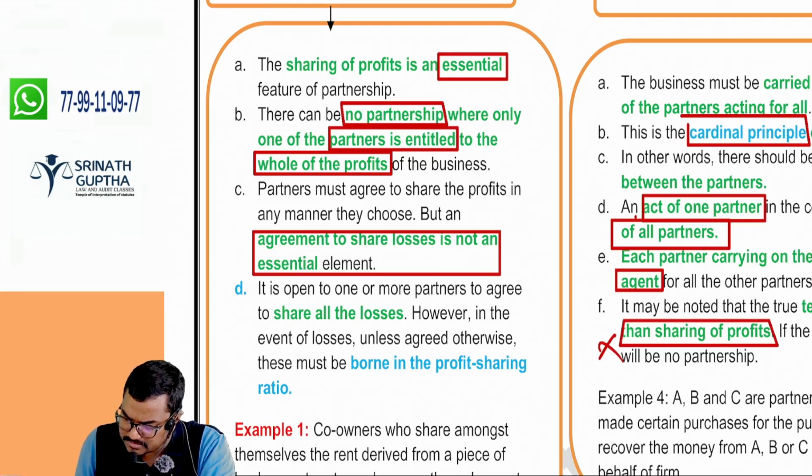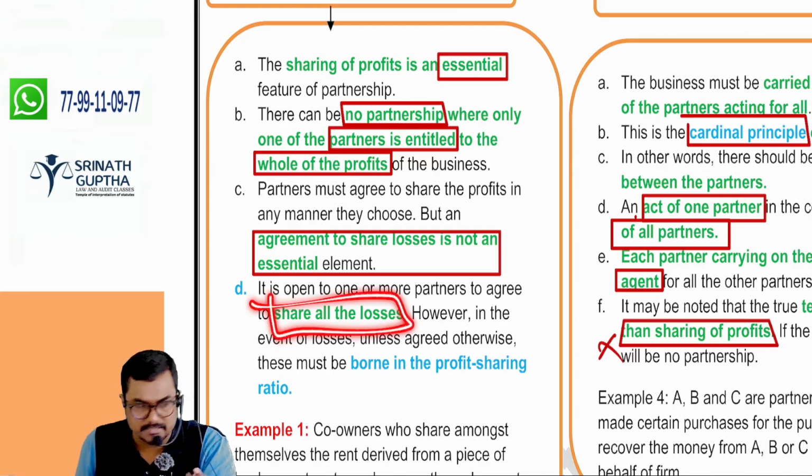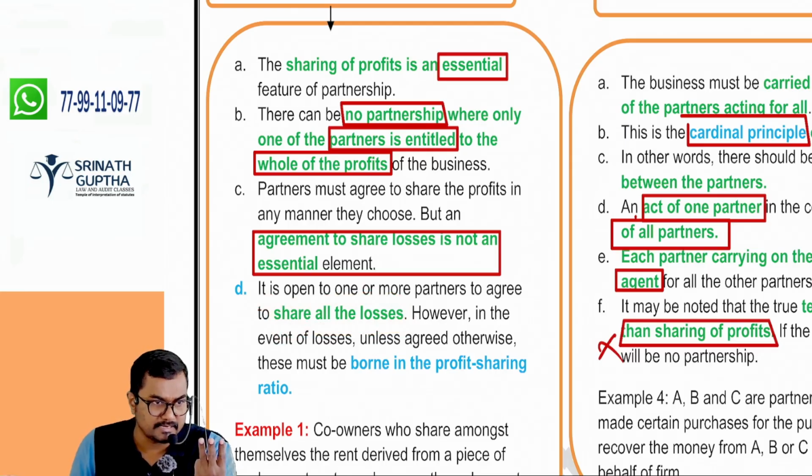Agreement to share the losses is not essential. Sharing of the profits is essential. Sharing of the losses is not essential. There are a few partners who take only profits but not the losses. So it is open to one or more partners to take all the losses. A, B, C, D are there. A, B, C will take the profits and losses. D will take only profits but not the losses. Can it be? Yes, because D is a partner in profits only.